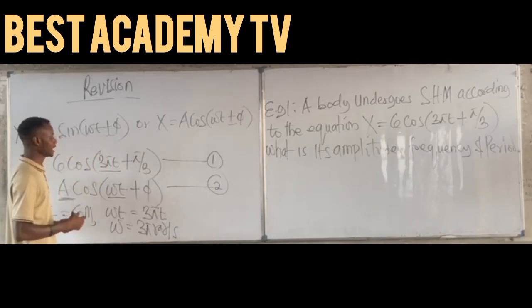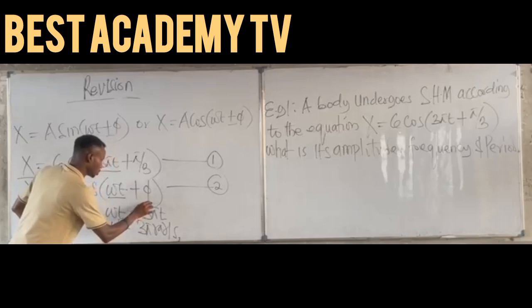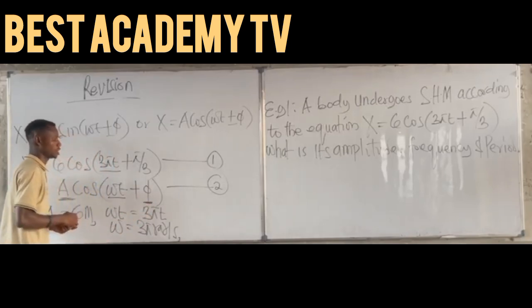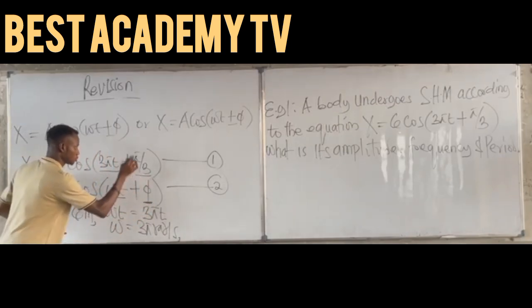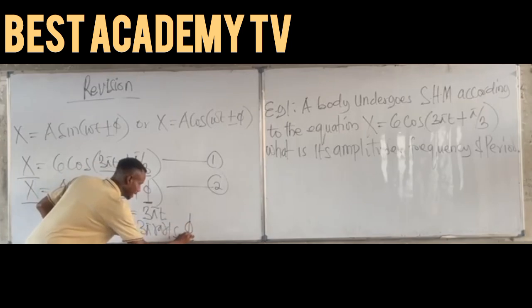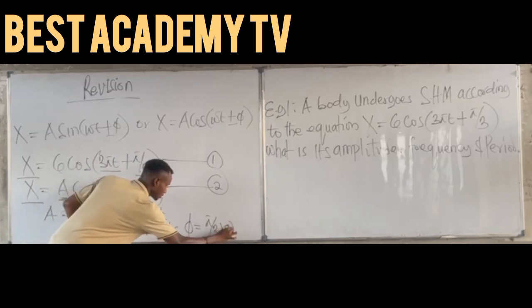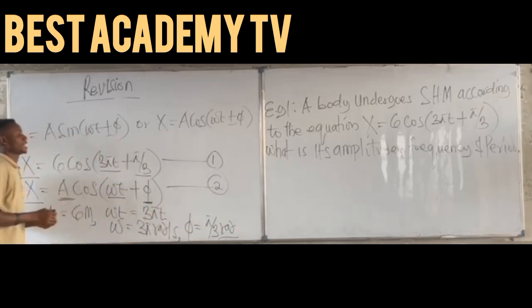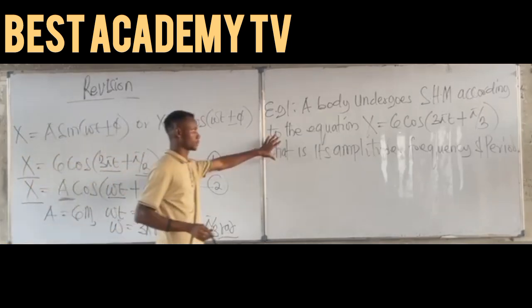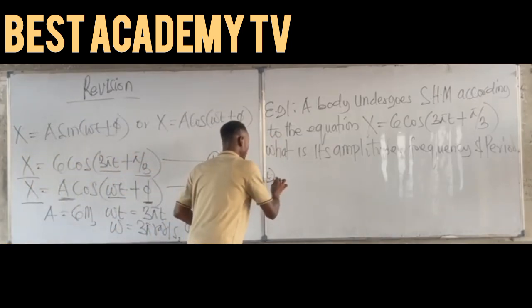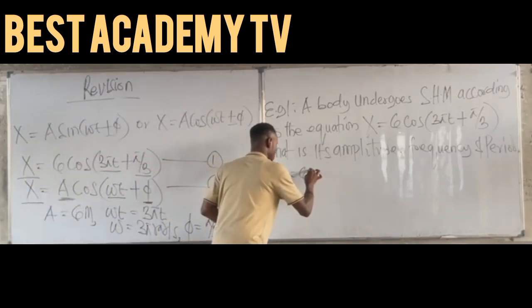Please take note. Okay, let's compare again. This position here is the phase angle, or you can call it phase difference. So φ is equal to π/3. What's the unit? Rad. Please take note. This is what you should do first before you calculate what you are asked to calculate. So the first one here, amplitude A is said to be 6 meters.